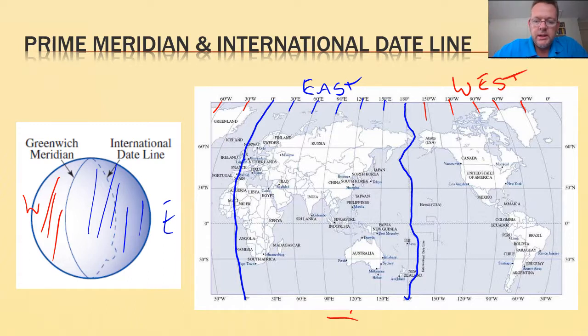We have the Earth rotating, and the sun will come up earliest in the morning in Fiji, then New Zealand, then Australia, before the rest of the world. The international date line is the opposite half to the prime meridian. So we have London here, and we can say, well, half the world is east of London and half the world is west of London.